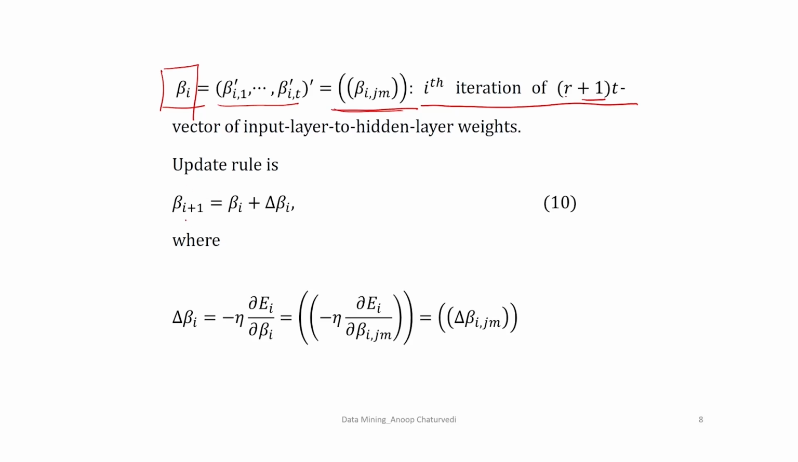And then the update rule is β_(i+1) is equal to β_i plus Δβ_i, where Δβ_i is equal to minus η ∂/∂β_i of E_i. And then again this is the vector with elements minus η ∂E_i/∂β_ijm, and we write it equal to Δβ_ijm. Again we obtain the values of ∂E_i/∂β_ijm.